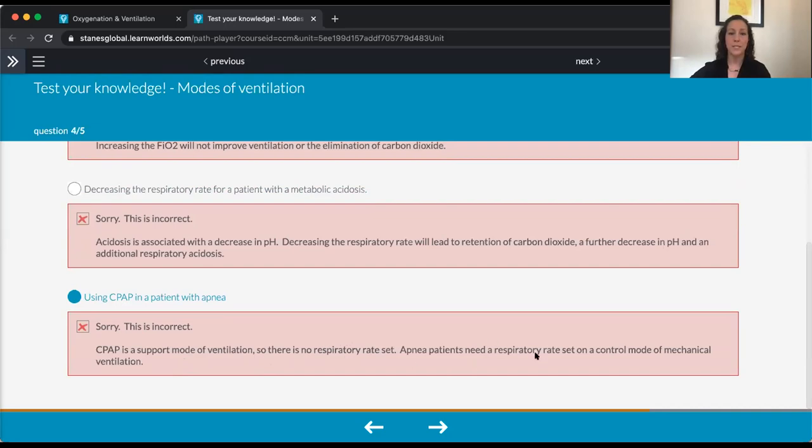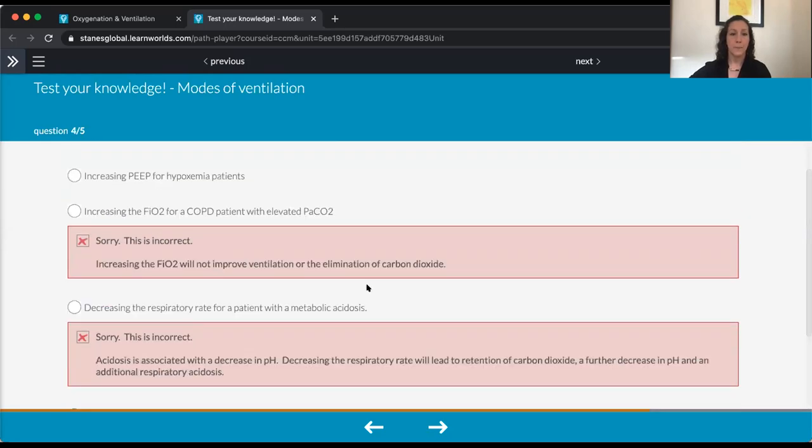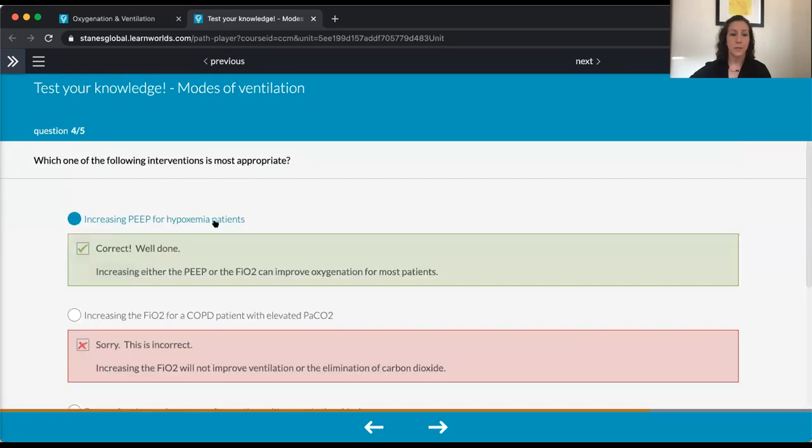So apnea patients need that respiratory rate in a control mode on a mechanical ventilator. Okay, so the correct option is the first one, PEEP or FiO2 improve oxygenation in most patients.